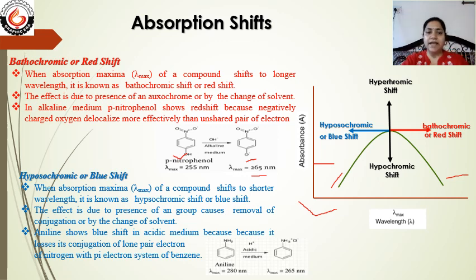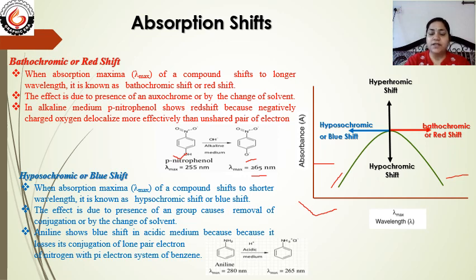In the second type, the blue shift, the effect is due to the presence of a group that causes removal of conjugation, or by change of the solvent. Here also there are two factors. The first one is removal of conjugation. Conjugation means alternate double bonds. So if a conjugation is removed, or second, if the solvent is changed.